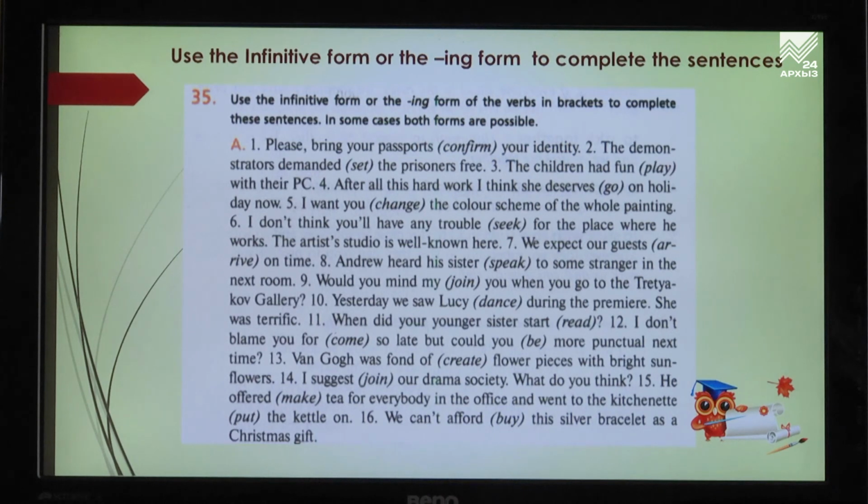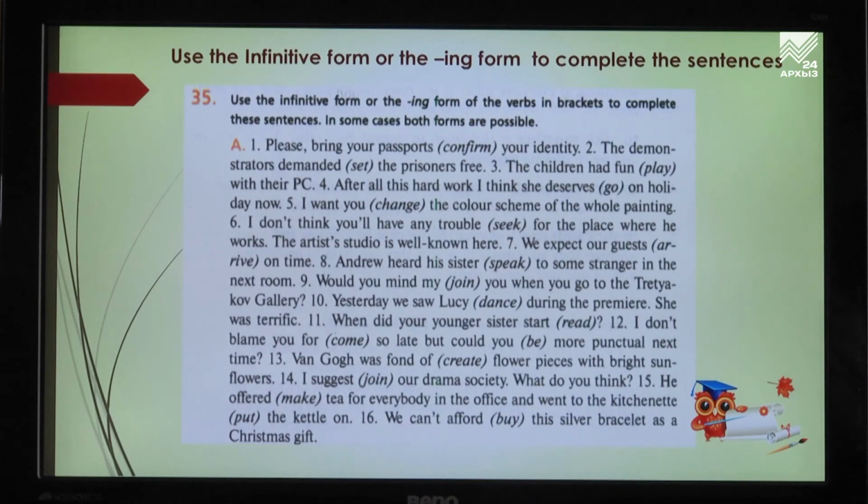The demonstrators demanded, in brackets, set the prisoners free. So the demonstrators demanded what to do? To set the prisoners free. Демонстраторы требовали, чтобы освободили заключенных. To set, of course.